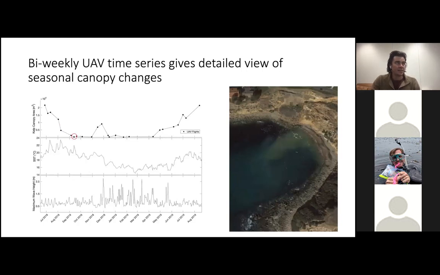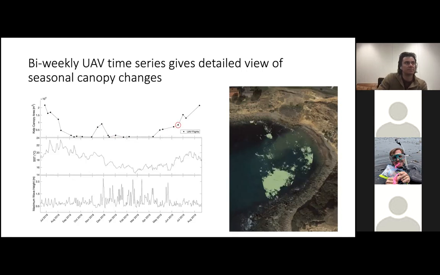So you see that decline, canopy die-off in the summer, relatively low canopy through October. And then at the beginning of November, you see canopy pop back up, especially in the deeper areas, expanding through December. And then during those first winter swells, again, a loss of canopy, relatively low levels through the spring, and then some recovery that starts in the shallow areas and then expands to depth.